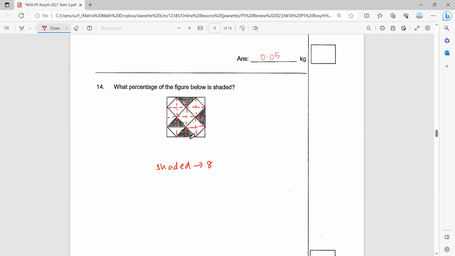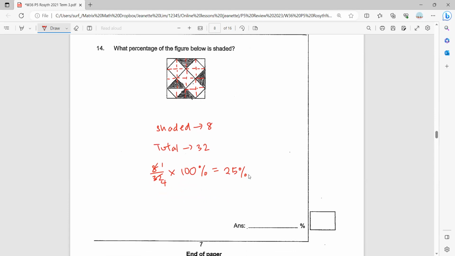Or you can go and count everything now. Okay, so total is 32. So find the percentage that's shaded. So 8 over 32 is the fraction. You want percentage, so times 100%. So 8 and 32, you can simplify, divide by 8. So 1/4. 1/4 of 100 is 25%. Okay, so answer 25%.